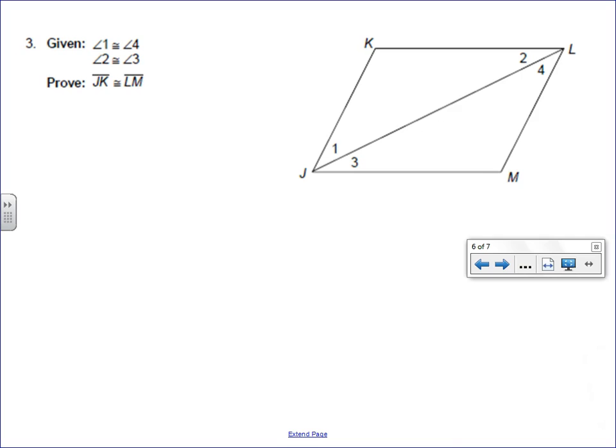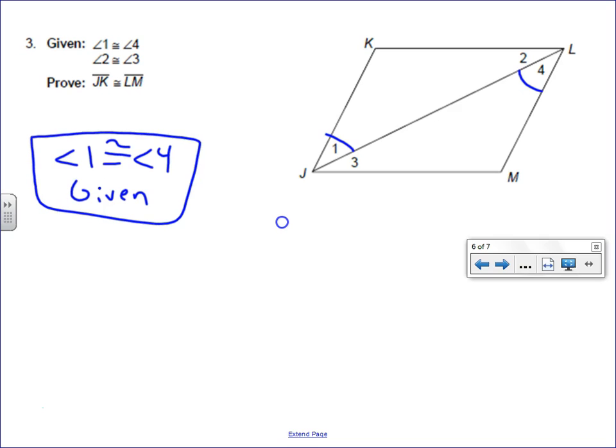Okay, in the next one, I'm going to show you what's known as a flow proof, or flow. It's kind of a flow chart that directs all the information down using arrows and boxes. The first thing we have is angle 1 congruent to angle 4, and I know those are congruent because that information is given. That's one angle that we're looking to find.